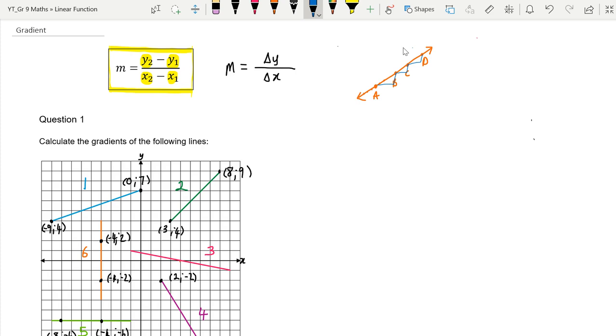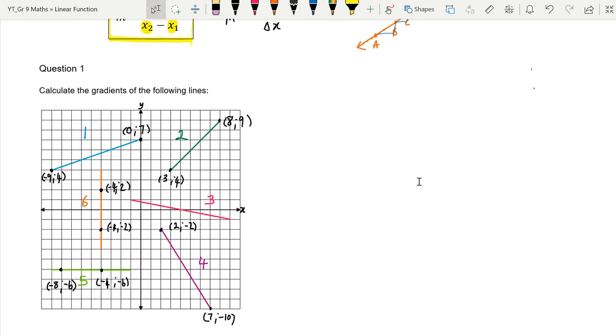All right, now let's jump in and do some of these examples. I think altogether there's 8. So we are going to be so good at finding the gradient and also maybe a little bit tired of finding the gradient. Let's go. If we look at the first question, it says that we need to calculate the gradient of the following lines. I put in the coordinates for you there, but you must be so good at reading the coordinates accurately off of the Cartesian plane.